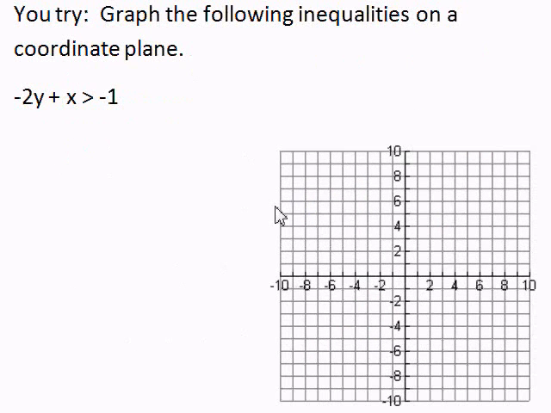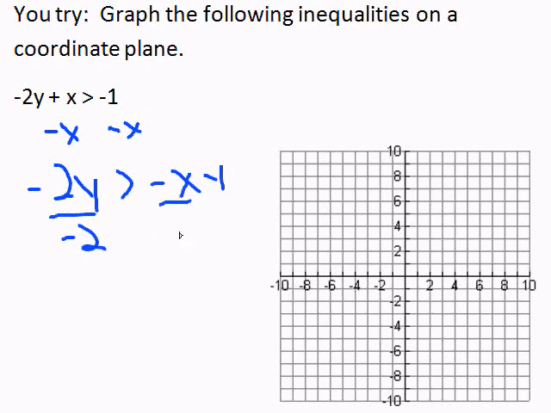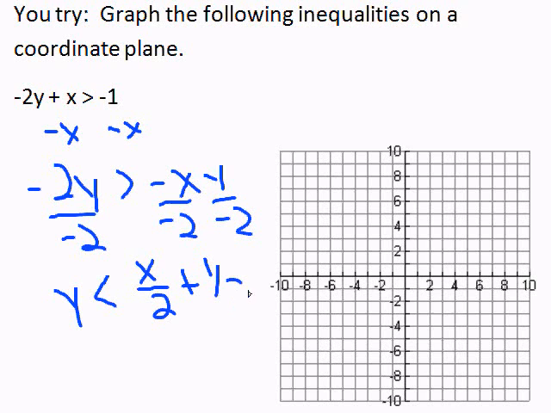Here's the second example I asked you to work out. For this one, we're going to subtract x from both sides, leaving us with negative 2y is greater than negative x minus 1. Then we're going to divide all the terms on both sides by negative 2, leaving us with y is less than negative x over 2, which is a positive x over 2, minus 1 over 2, which is a plus 1 half.